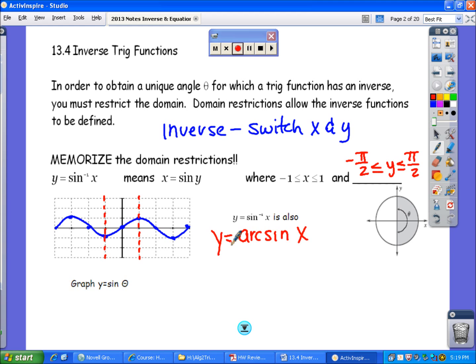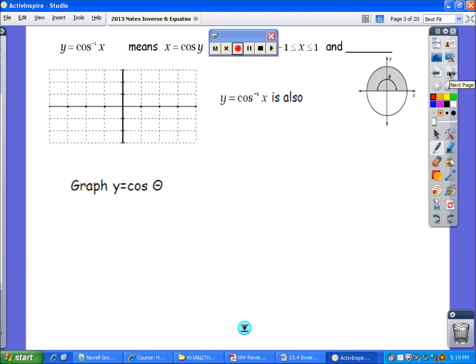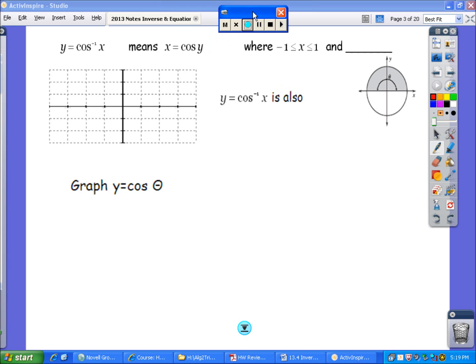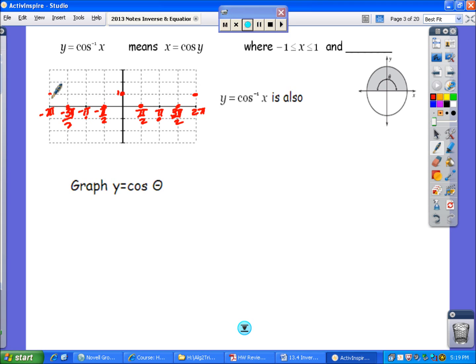All right, let's look at the same thing with the cosine function. Here again, let's graph our cosine function. All right, so this is our pi over 2, pi, 3 pi over 2, 2 pi, negative pi over 2, negative pi, negative 3 pi over 2, and negative 2 pi. All right, so this is 1. So high, 0, low, 0, high, and reverse it. All right, so here is our cosine function.